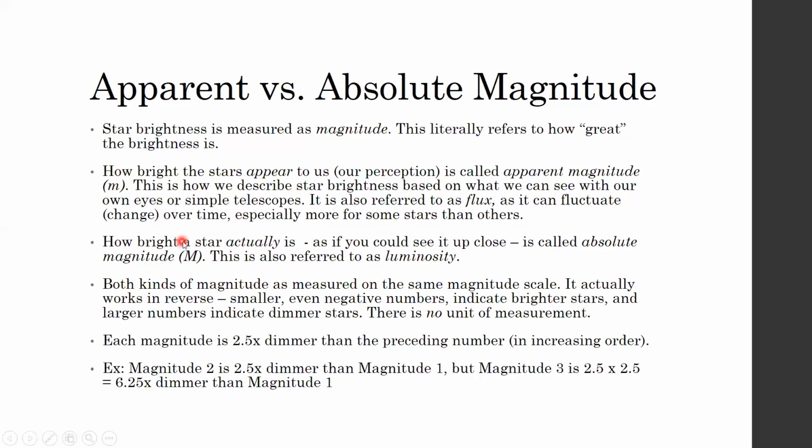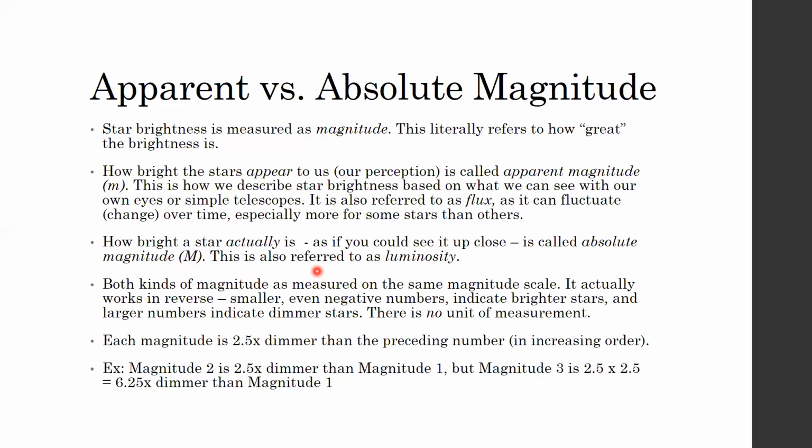How bright a star actually is, as if you could see it a little more up close, not too close as to be a problem, but much closer than we are from most of the stars of the sky, is what we call absolute magnitude. Again, you'll notice it's symbolized with a capital M. This is also referred to as luminosity, which we're going to spend a fair amount of time talking about this year. That's a very important type of measurement for stars.